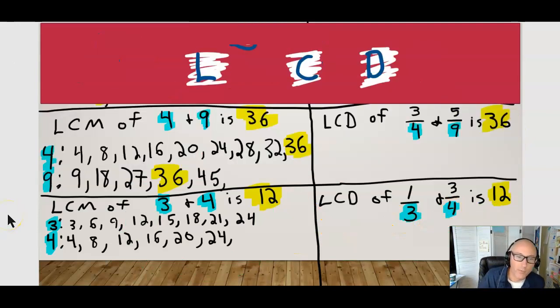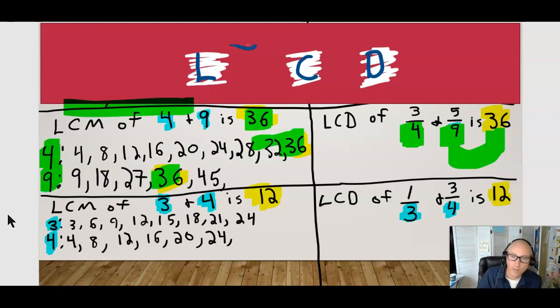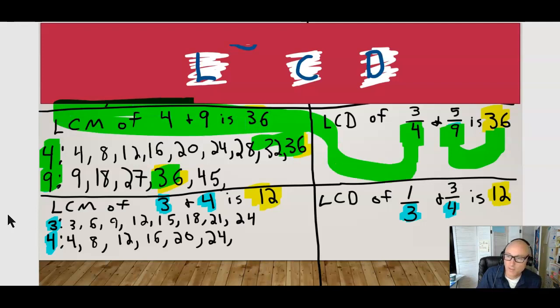So what about 4 and 9? Here's our 4, here's our 9. It's 36 because 4 and 9 makes the 36. Lowest common multiple of 4 and 9 is 36. Lowest common denominator of 4 and 9 makes the denominator 36. The idea is that we would change this denominator to 36. We would change this denominator to 36.